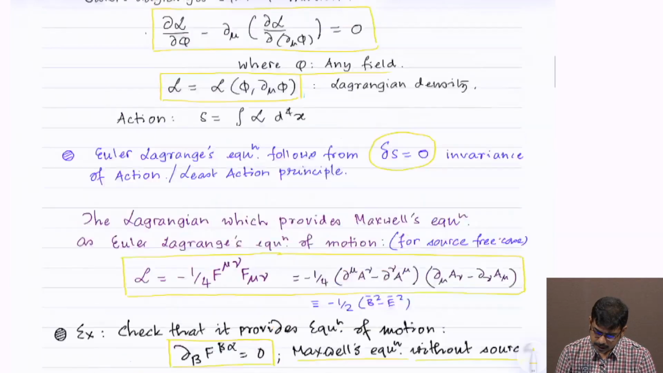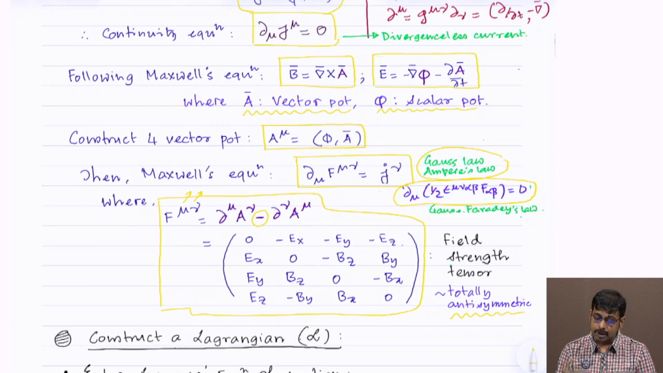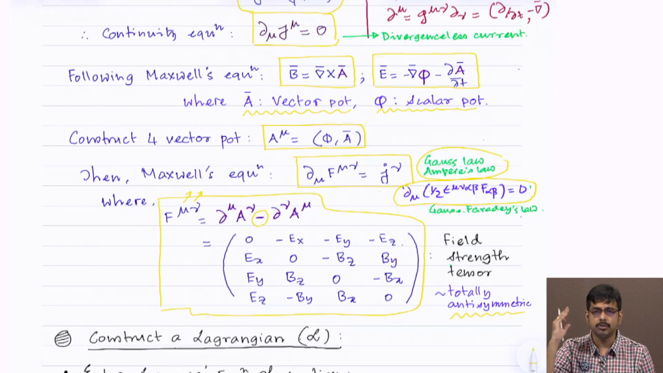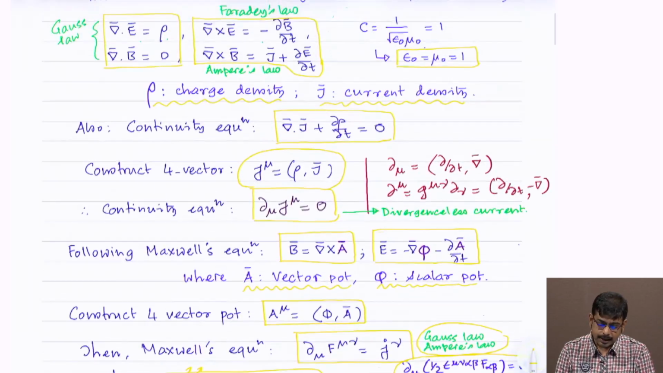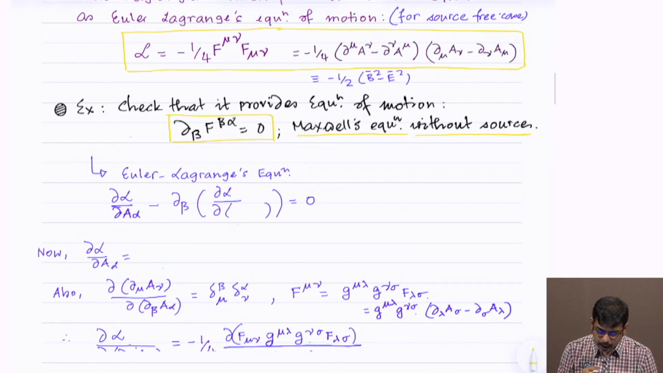Source-free Maxwell's equation means that in the equation ∂_μ F^μν = J^ν, we have to set J^ν to 0. So, ∂_μ F^μν is equal to 0. That is Maxwell's equation for the source-free case, basically saying that you do not have a rho, so to say. So, let us try to do that.